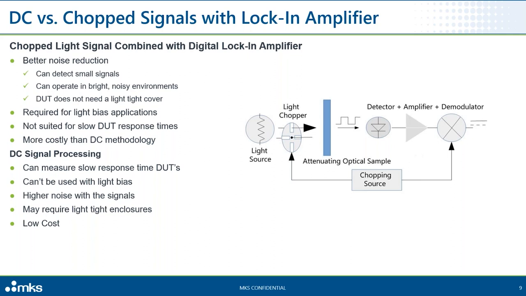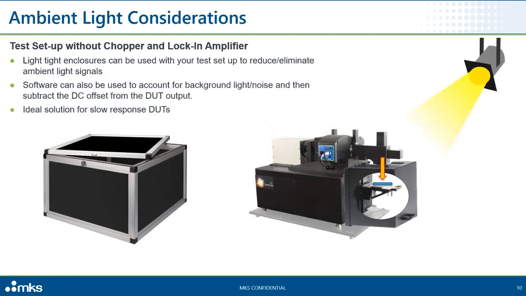And on the DC side of things, the DC methodology is obviously much less expensive. You don't need all of this equipment. The DC signal processing, again, less expensive. It cannot be used if you're going to use a light bias lighting situation for your device under test. There will be a higher noise with the signal, and there may be a time when you need to actually enclose this in a light tight enclosure. It is the lowest cost, though, of both of these methods. We can go to the next slide, Ken.